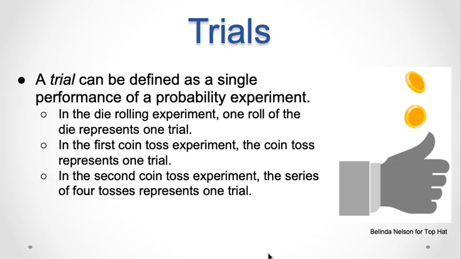We now introduce some terminology to better understand probability. A trial is defined as a single performance of a probability experiment. In the die roll experiment, 2 slides ago, one roll of the die represents one trial. In the first coin toss experiment, one toss of the coin represents one trial. In the card pick experiment, one pick of the card represents one trial. In the second coin toss experiment, the series of 4 tosses represents one trial.